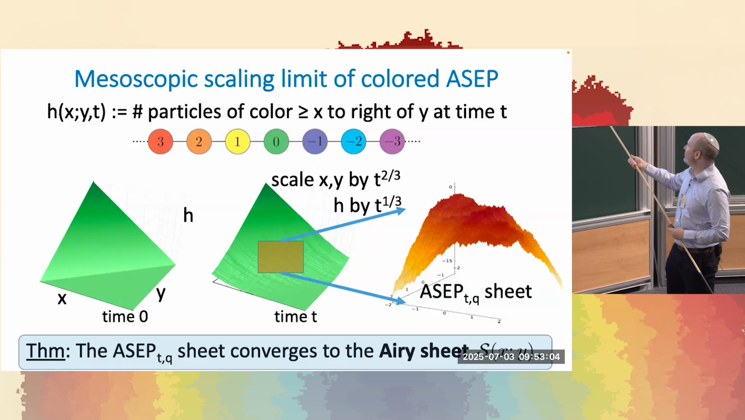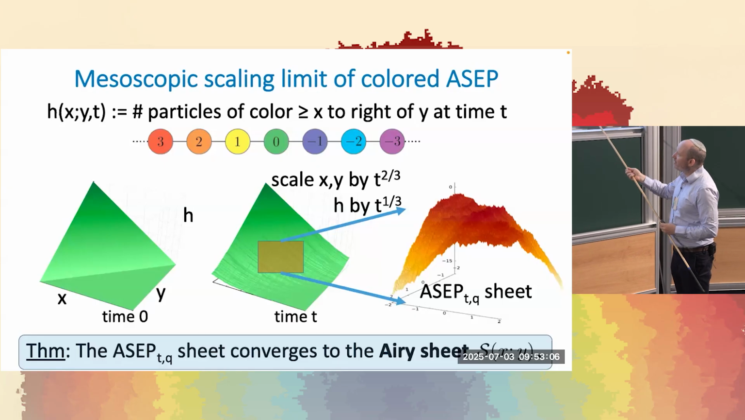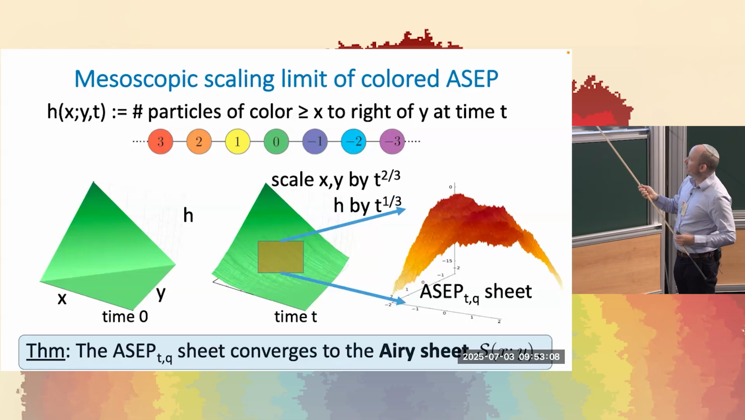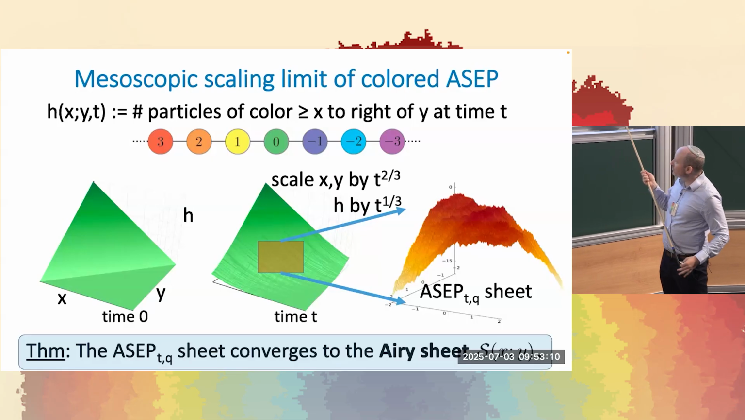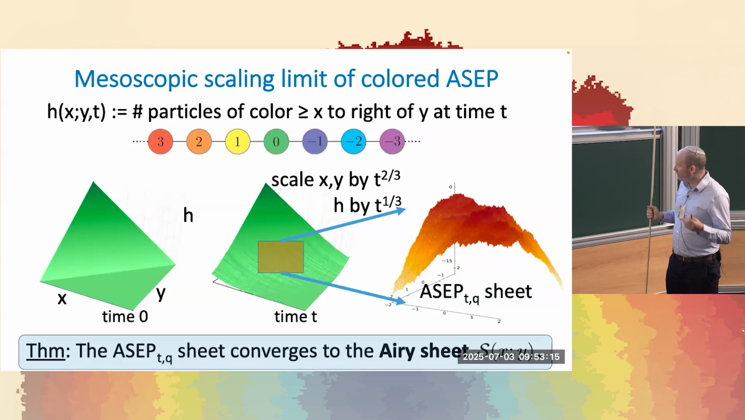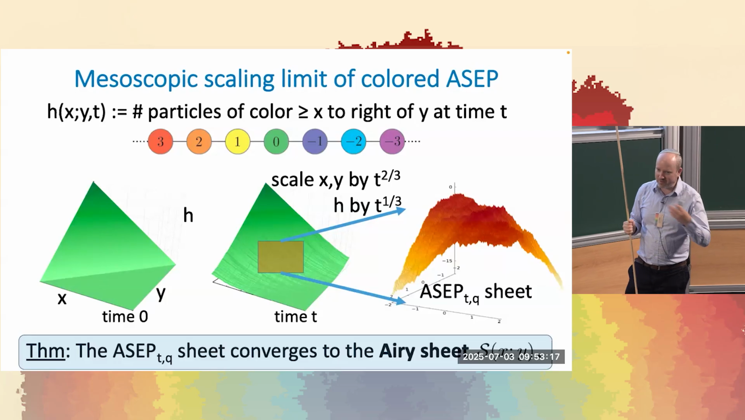And in fact, this object should be the limit of any, well, OK, I'll give you some sense of any what. But this should be underlying the behavior of any sort of growth model or last passage percolation random metric model.